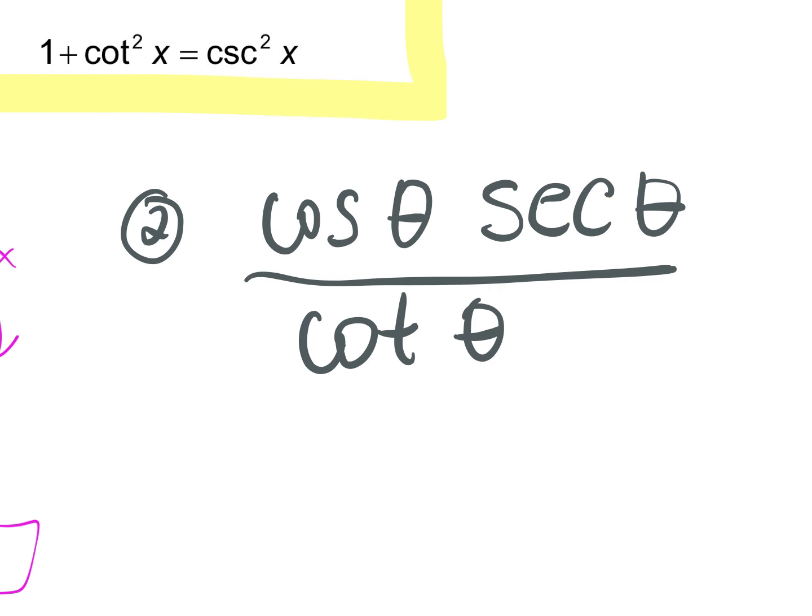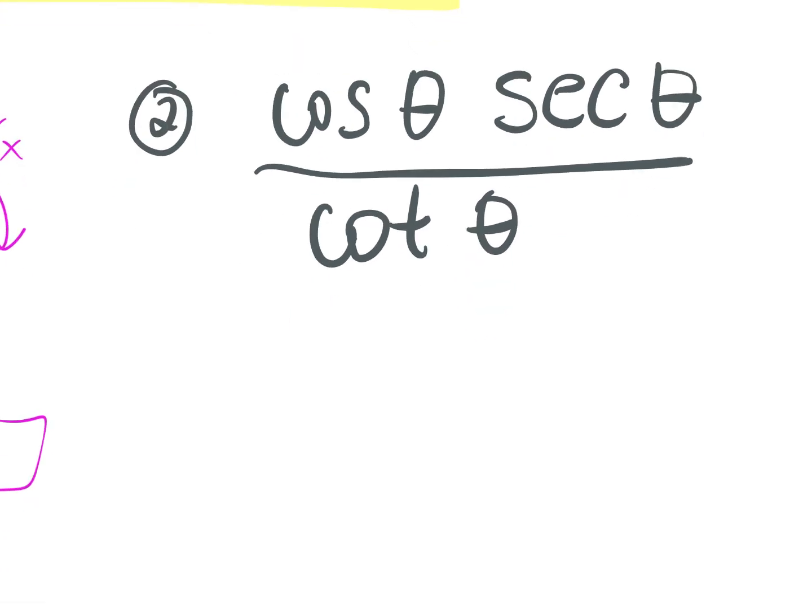Some people want to split this up here, so it's this fraction times secant. You can do that if you want. Remember, if you have a monomial, just one term in the bottom, you can split stuff up. But I'm going to go ahead and just change everything to what? Sine and cosine, because those are the 2 most basic trig functions. It makes life a little easier.